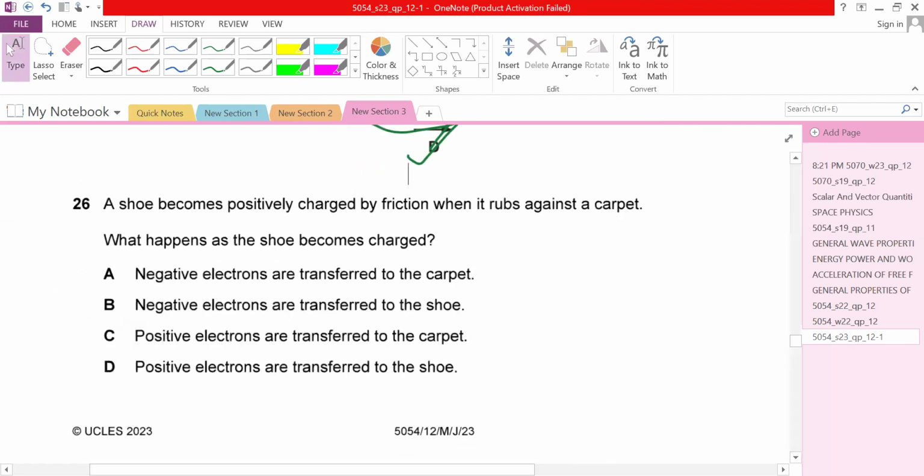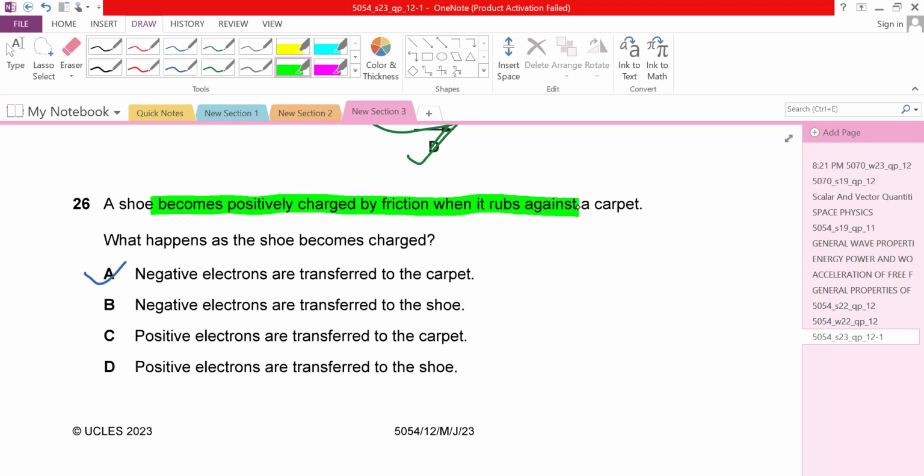Question 26. A shoe becomes positively charged by friction when it rubs against a carpet. What happens as the shoe becomes charged? As the shoe becomes charged, negative electrons are transferred to the carpet. The correct option is A. How? Because the shoe becomes positively charged by the friction as it rubs against the carpet. So the shoe would have both positive and negative charges, and it will give negative electrons to the carpet and will become positively charged.